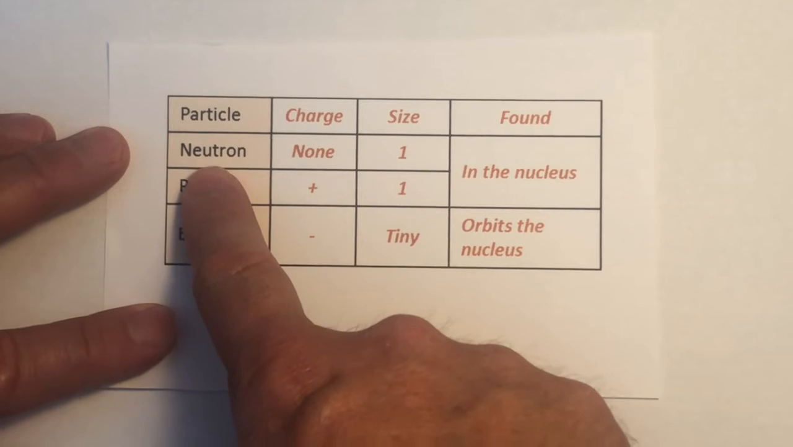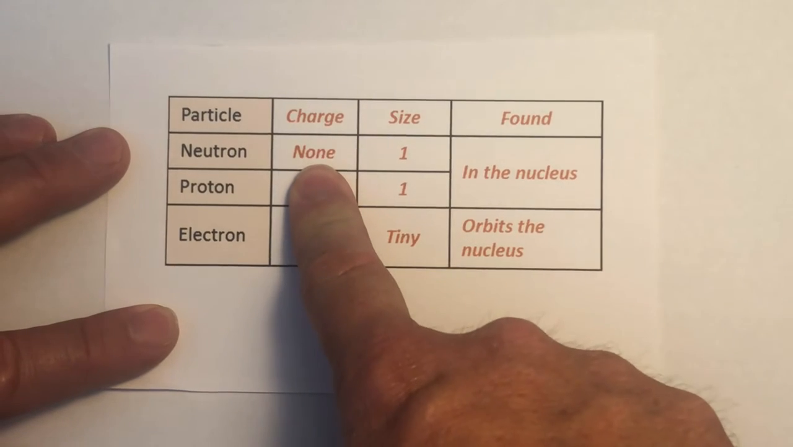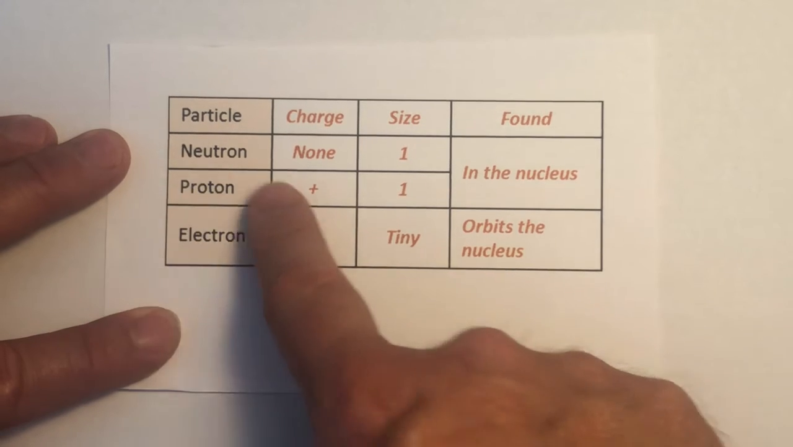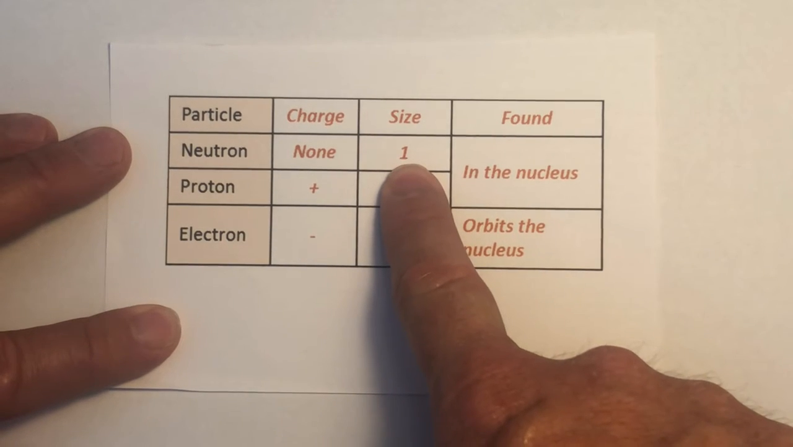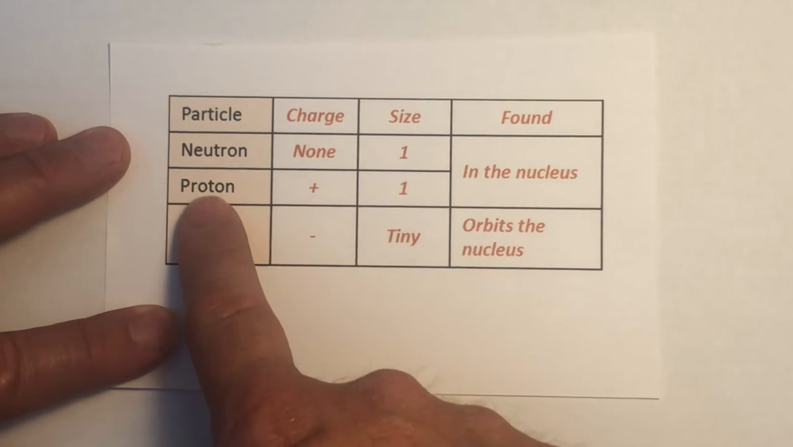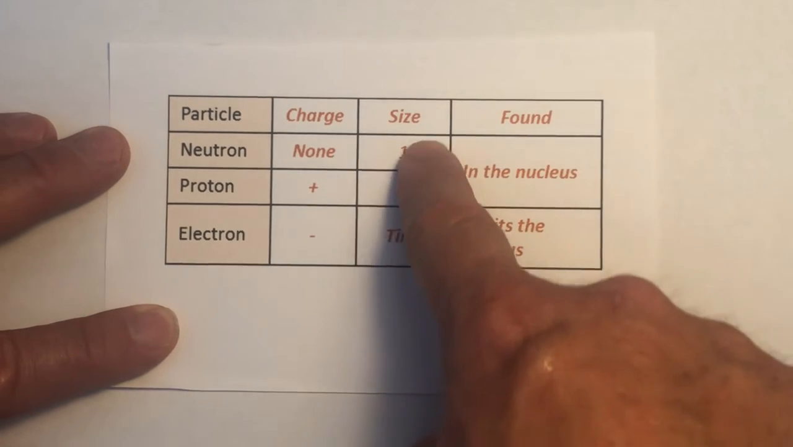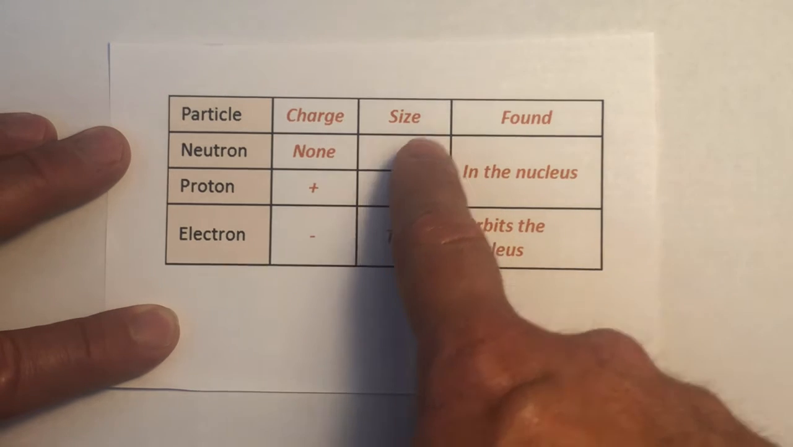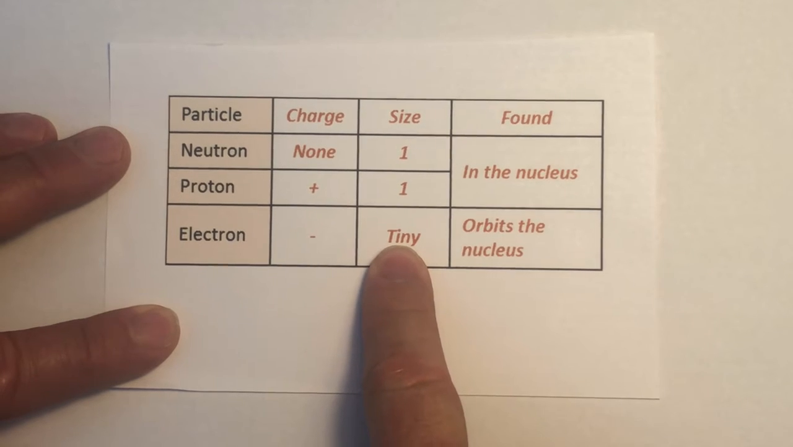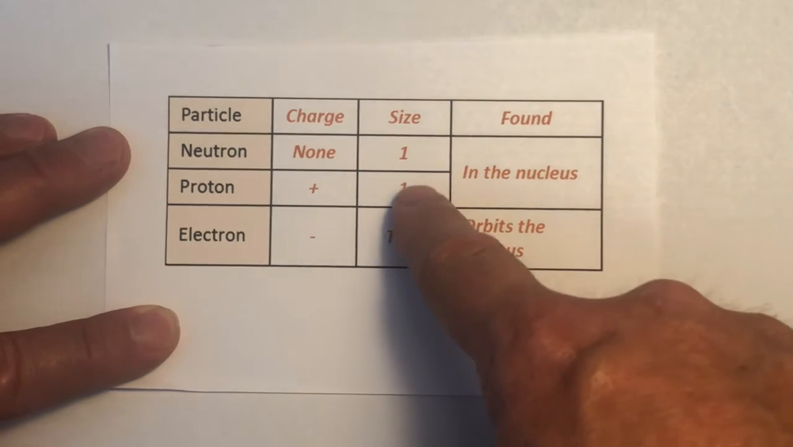Dealing with each one. Neutrons, they have a charge of nothing, no charge. Neutral, neutrons, kind of makes sense. Size is 1. Now that 1 doesn't mean anything, it's relative. So that basically means that a proton's size is 1, so they are the same size. Electrons are tiny, sometimes put down as negligible. It's a very, very small fraction of the size of the neutrons and the protons.